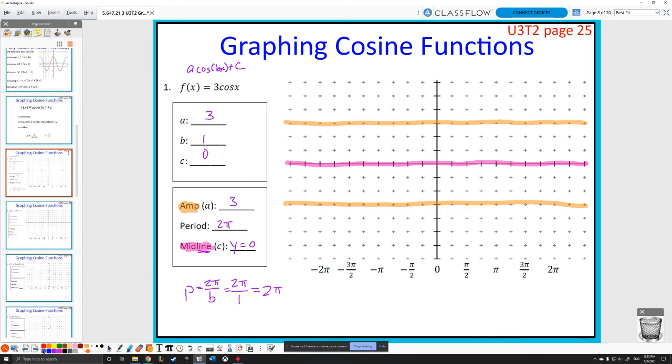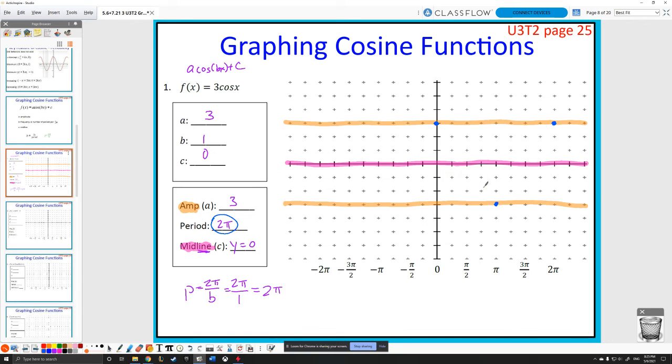Now, for cosine, I am going to start at a max. So at 0, I start at my maximum. Because it's 2 pi for my period, if I start at 0, I must end at 2 pi. Okay? Right in between, so 2 pi divided by 2, which is pi, I have my minimum.